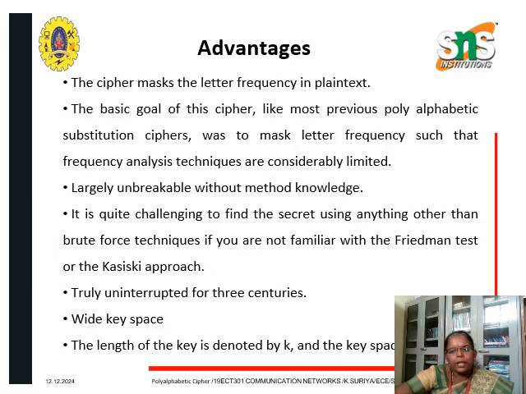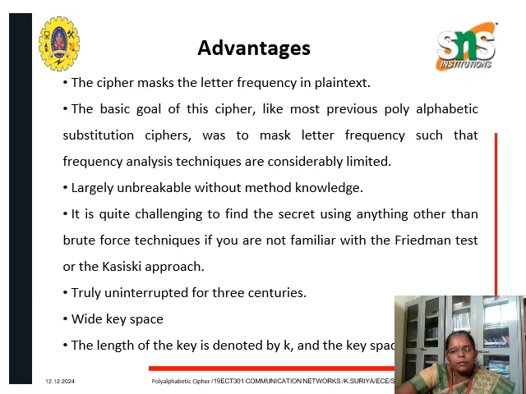The advantage of polyalphabetic cipher is that it masks the letter frequency in the plain text. The basic goal of the cipher, like most previous polyalphabetic substitution ciphers, is to mask the letter frequency such that frequency analysis techniques are considerably limited. You know that in the monoalphabetic cipher, because of the frequency of occurrence, it is easy for a third party to access the plain text. Here the frequency of repetition is avoided.